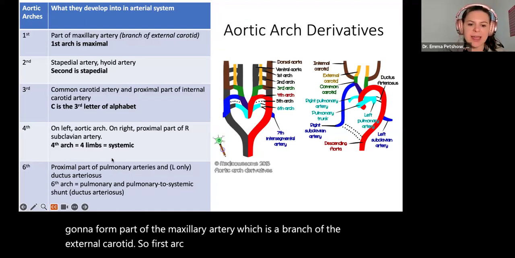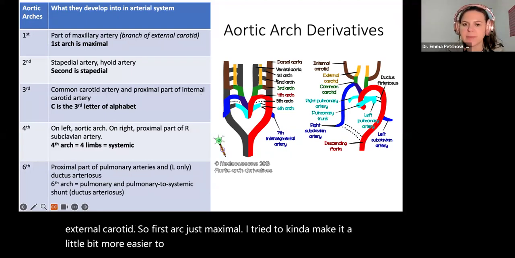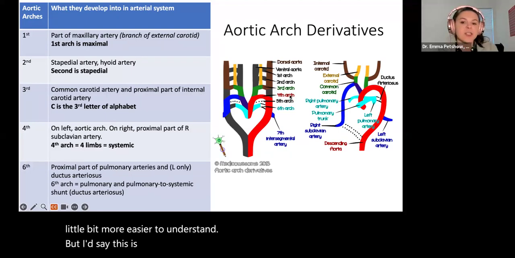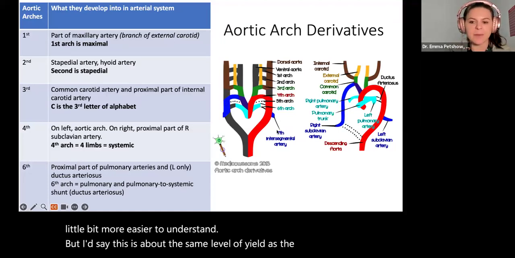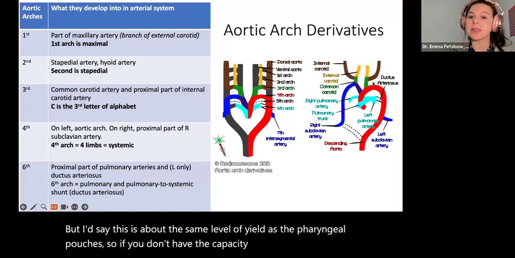I tried to make it a little bit easier to understand, but I'd say this is about the same level of yield as the pharyngeal pouches. So if you don't have the capacity to put it in your brain, I would not put a lot of time into this.